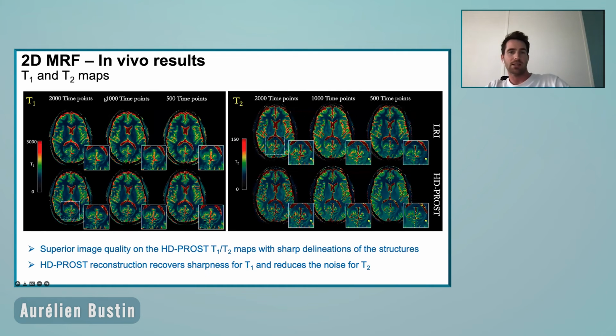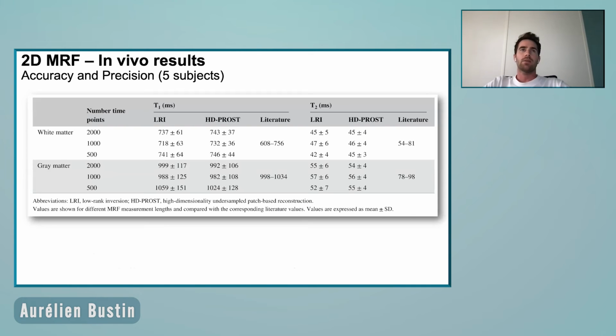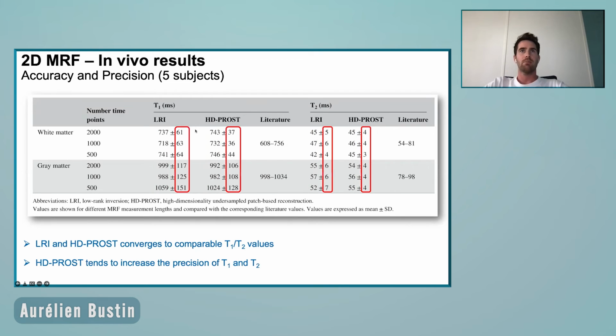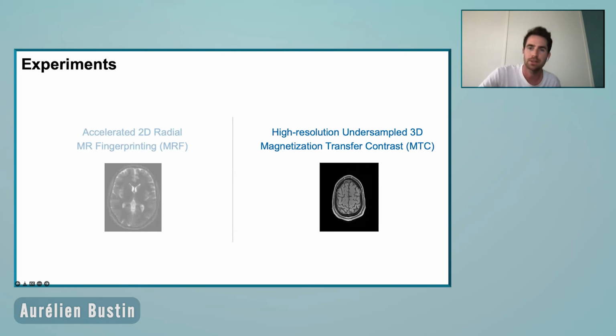And this, of course, impacts the T1 and T2 maps. You have a higher SNR, you have a sharp data set. And I think since it's a quantitative application, if you look at the T1 and T2 values, you do preserve the accuracy again, but you have a better precision with HD-PROST. So that was the first application.